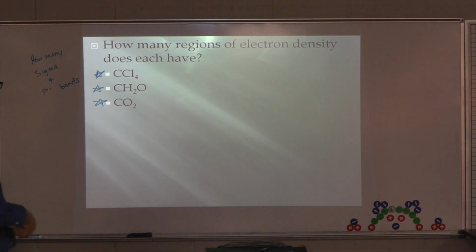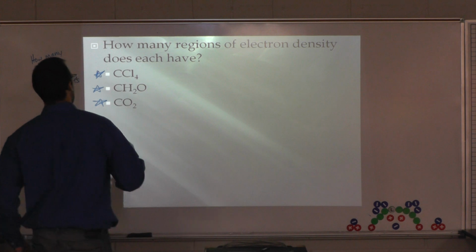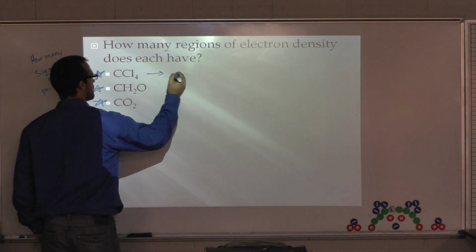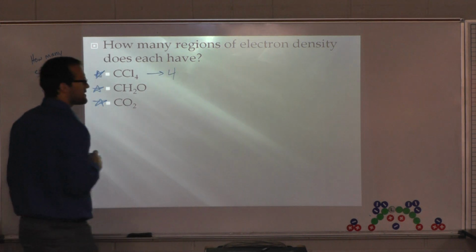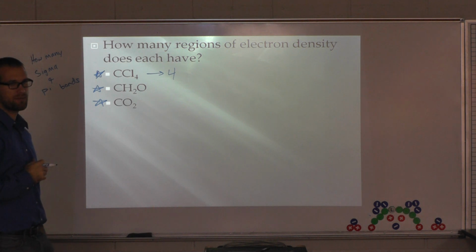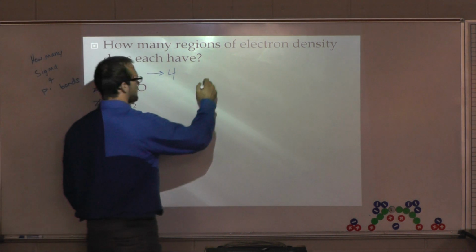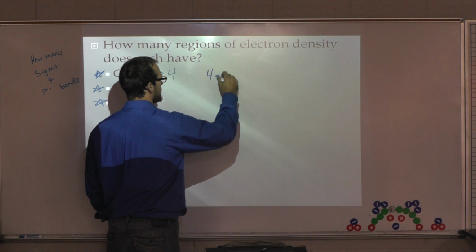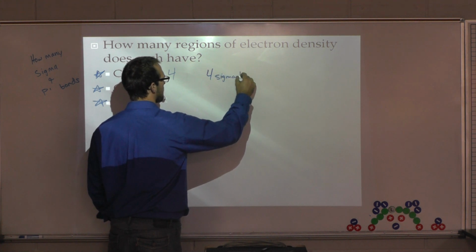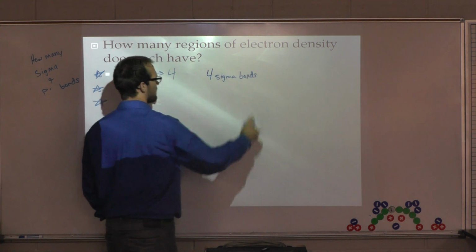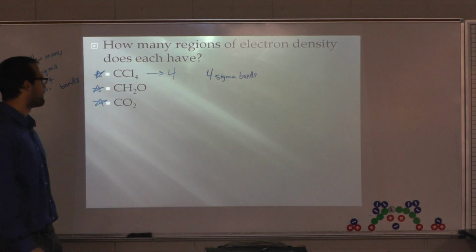Okay? Tanner, could you tell me how many regions this guy has? 4. Could you tell me the bonds? Sigma, pi? No? Brevin? 4 sigma. Why is it 4 sigma? Because there's 4 single bonds and single bonds are sigma bonds. Yep. Okay.